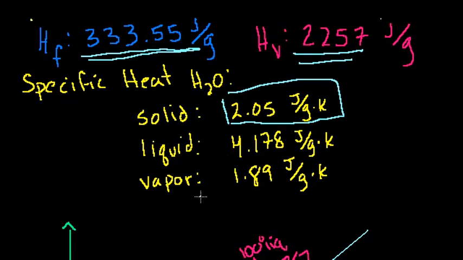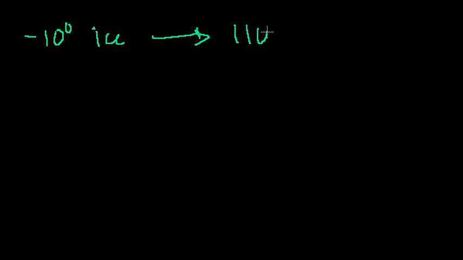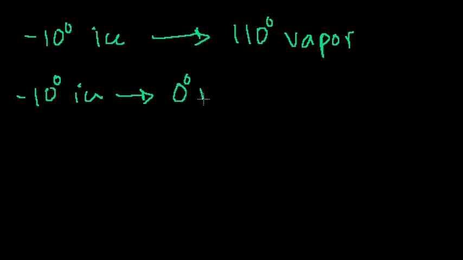So given what we know now, we can actually figure out how much energy it would take to, say, go from minus 10 degree ice to 110 degree vapor. Let's work this out. The first thing we're going to be doing is going from minus 10 degree ice to 0 degree ice. So we're going to go 10 degrees, so we have to figure out how much heat it takes to warm up ice by 10 degrees.